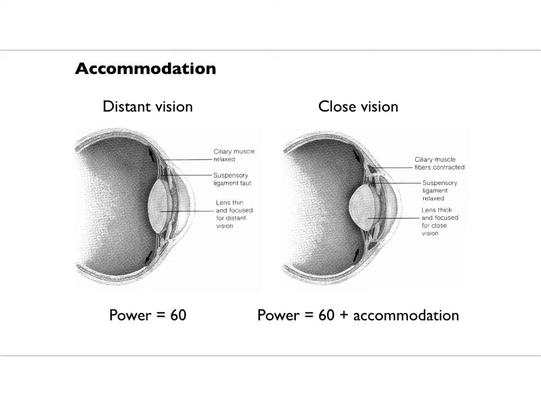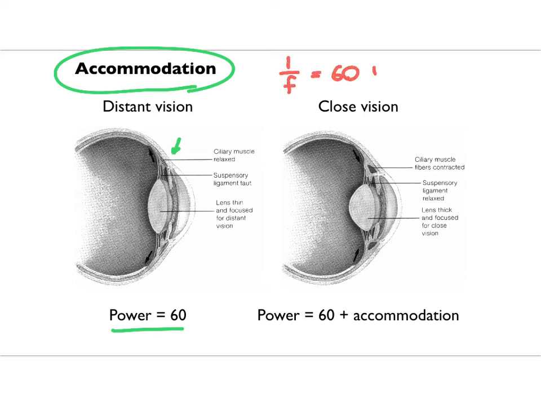The process of changing the focal length of your vision we call accommodation. If you're focused on a distant object, your ciliary muscles are relaxed, your lens is nice and relaxed and thin, and the power of your visual system is 60. Remember, our basic relationship is this: 1 over f is equal to 60 plus 1 over s. Well, remember, 1 over f, that's the power of your visual system. So the power of your visual system, if I'm looking at a distant object, s is equal to infinity. 1 over infinity is 0. This term goes away. The power is 60.